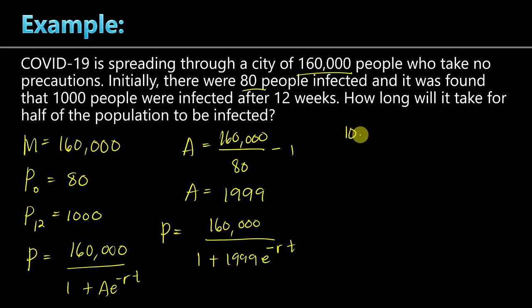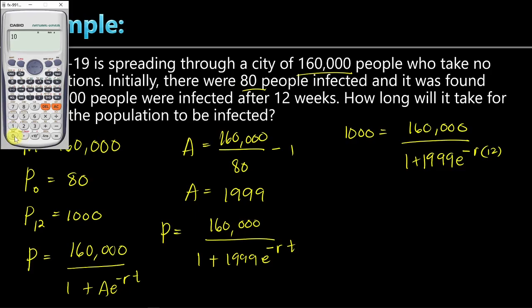Okay? So, we have 1,000 equals 160,000 divided by 1 plus 1999 e to the negative R times 12. Okay? So, kung isi-shift solve natin ang R, magiging ano siya? 1,000 equals fraction 160,000 divided by 1 plus 1999 e raised to negative 12 alpha x. Kung saan yung x ay magsisilbing R. O, diba? And then shift, solve. Solve for x. Ano yung R?